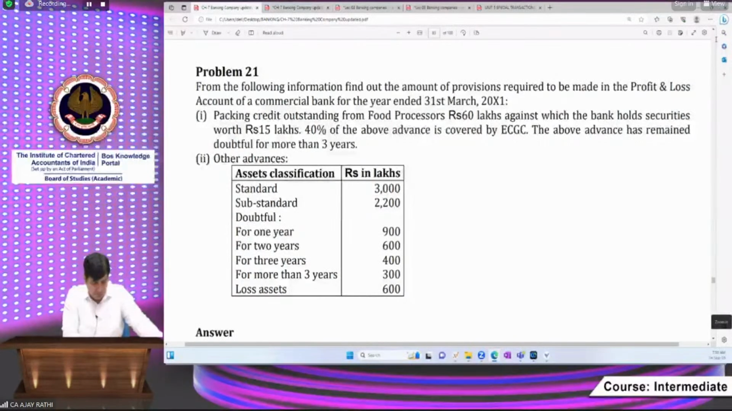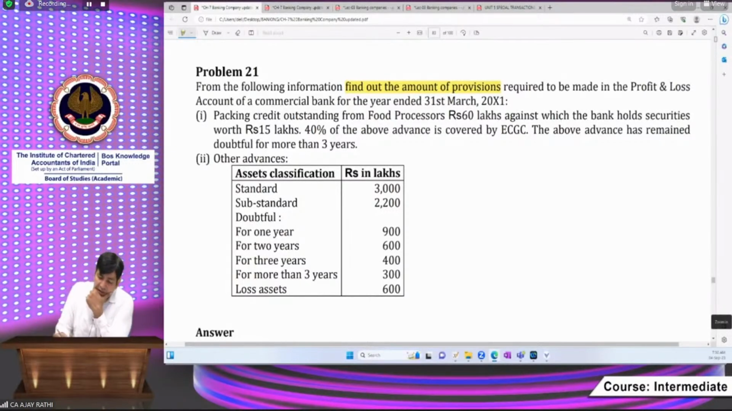Yes. From the following information, find out the amount of provision. Find out the amount of provision. Better, these are the things for which you will get marks. Amount of provision which is required to be made in the profit and loss account for the commercial bank as at 31st March 2001. I'm taking this as 2001, not 2021.